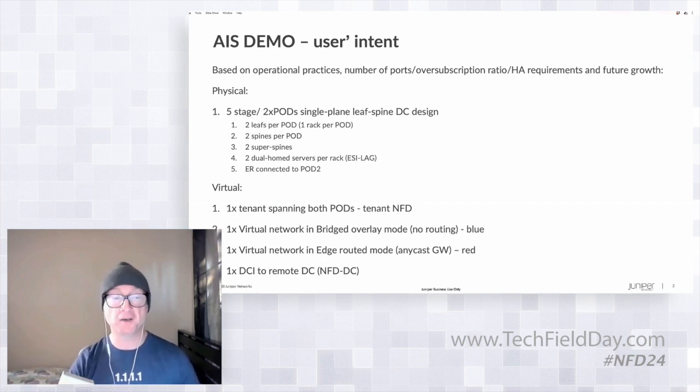What we are going to do here is create one tenant that spans all of the data center pods, one bridge overlay virtual network, so there's no routing, and potentially you would need something like a firewall connected to the fabric, and one virtual network in edge routed mode that could provide routing at any switch, so it employs an anycast gateway. We'll also provide a DCI gateway that connects to a remote data center, and the last step is going to be to roll back all of the network to the previous state.